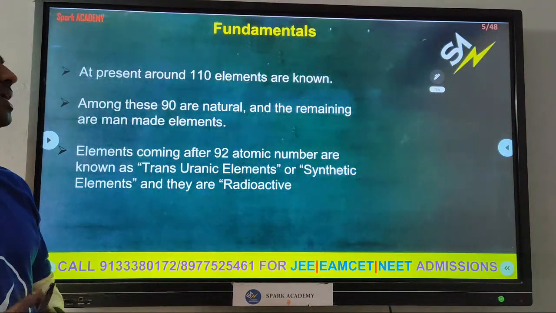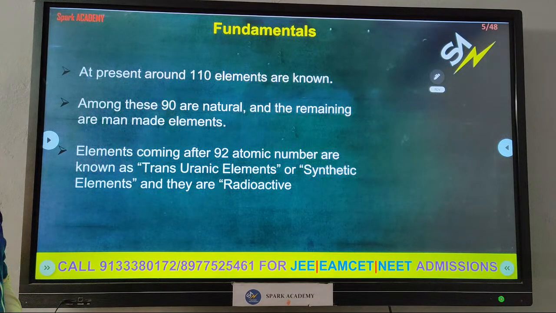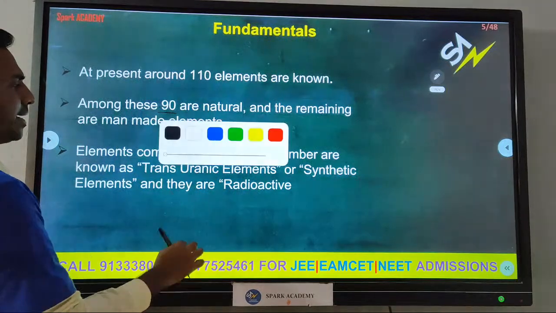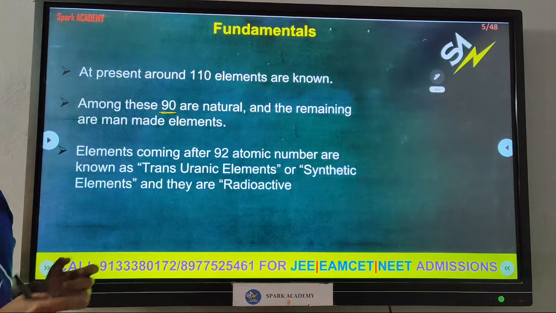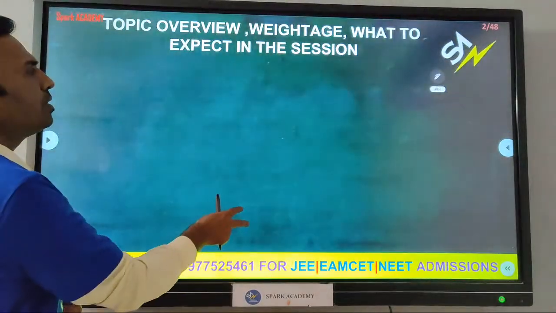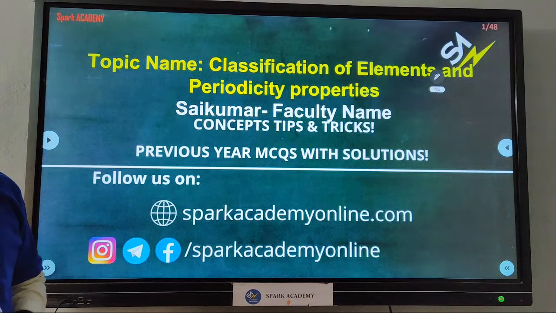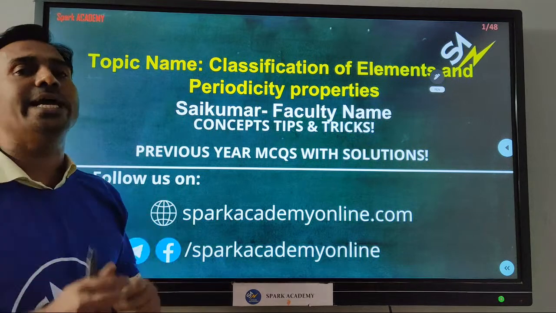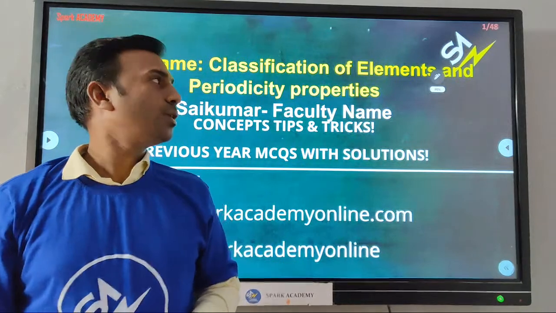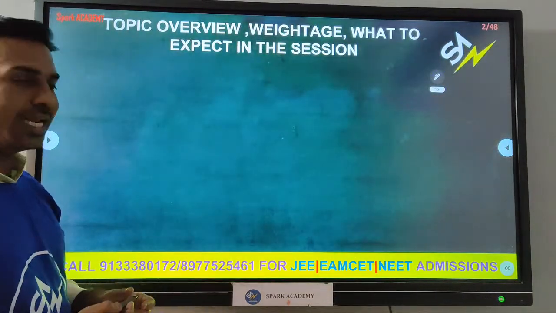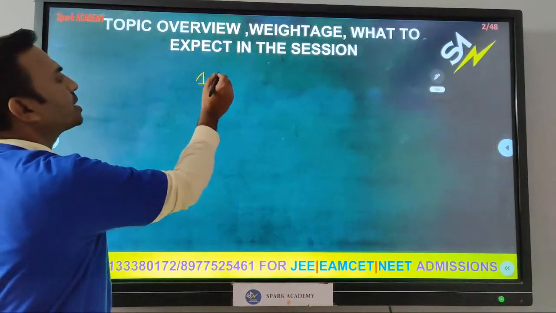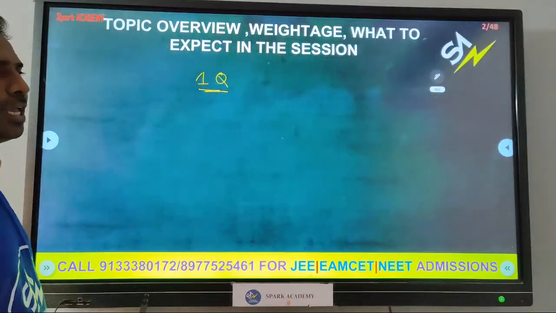110 elements are known to us right now. Among these, 90 are natural elements and the remaining are man-made elements. We cannot read all the elements at a time, it is impossible. So we are required to classify them. Classification is very compulsory for elements. By classification only, we can read them easily and understand them. For JEE Mains, one question is compulsory, regarding the periodic properties of the elements.